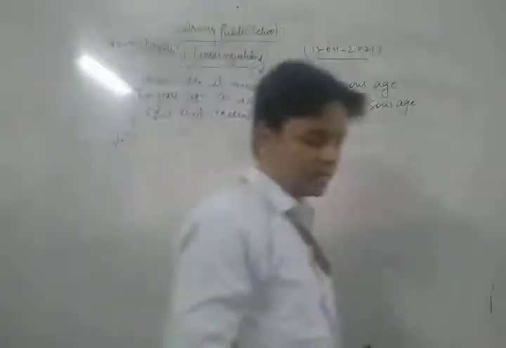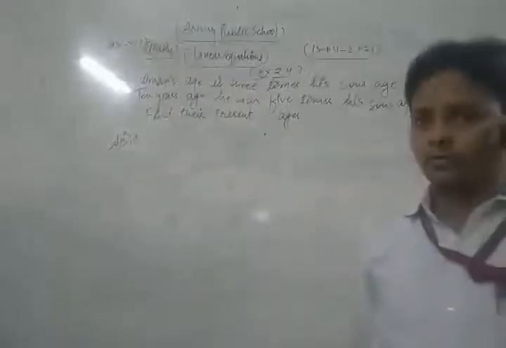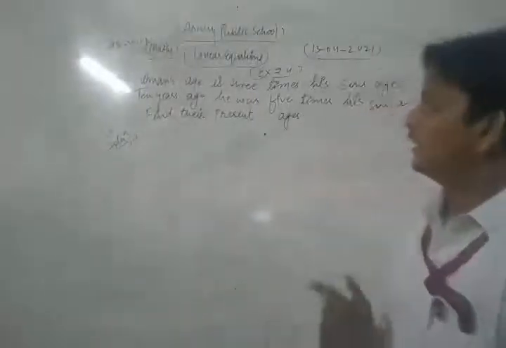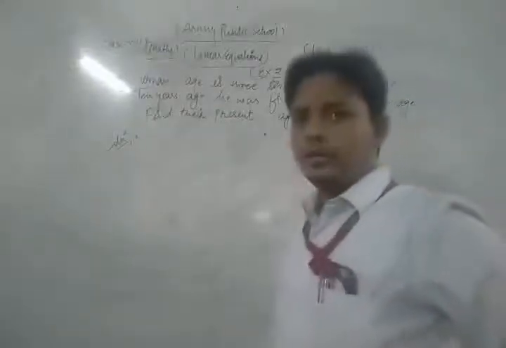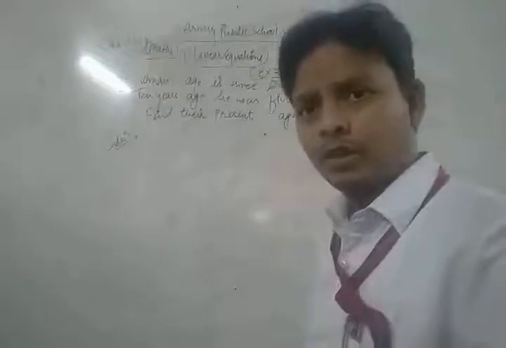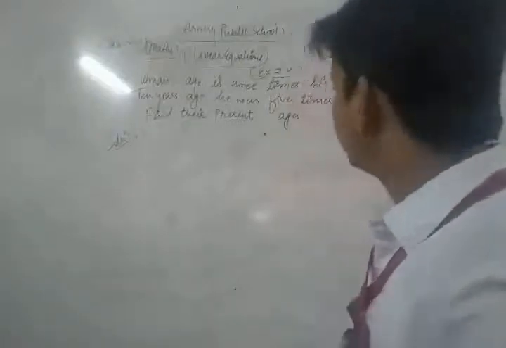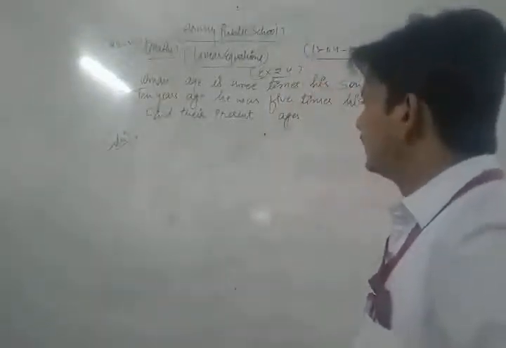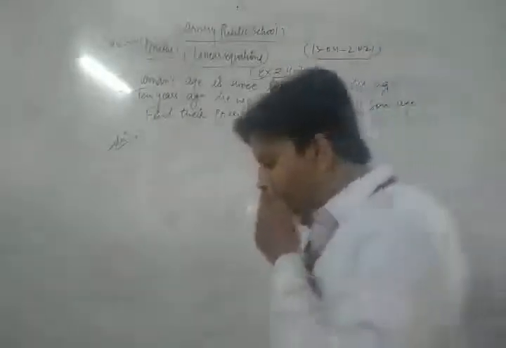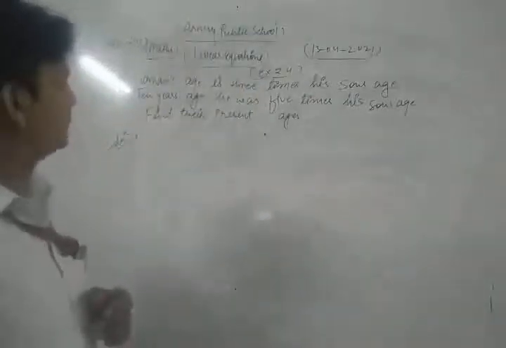Let's see its solution. What is the process to solve this question? Okay, dear students, let's see. Here, your question is: Aman's age is 3 times his son's age. 10 years ago, he was 5 times his son's age. Find their present ages. First of all, let the present age of his son be x years.